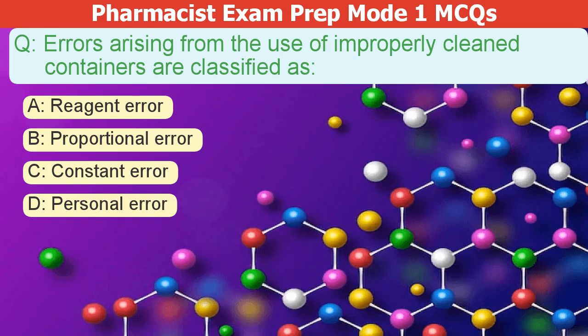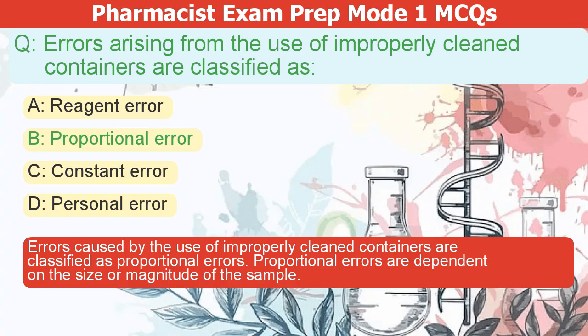Errors arising from the use of improperly cleaned containers are classified as A. Reagent error. B. Proportional error. C. Constant error. D. Personal error. The correct answer is B. Errors caused by the use of improperly cleaned containers are classified as proportional errors. Proportional errors are dependent on the size or magnitude of the sample.